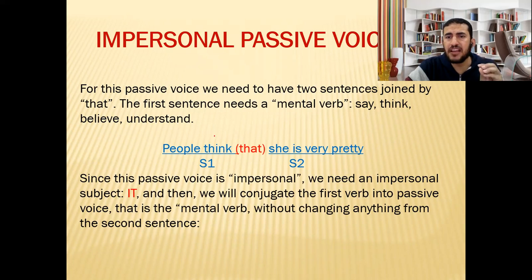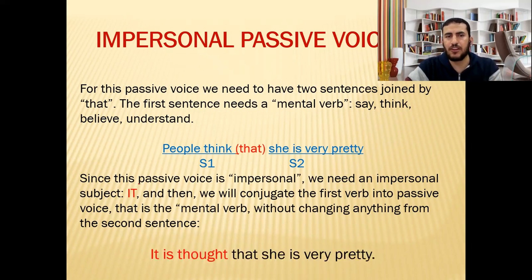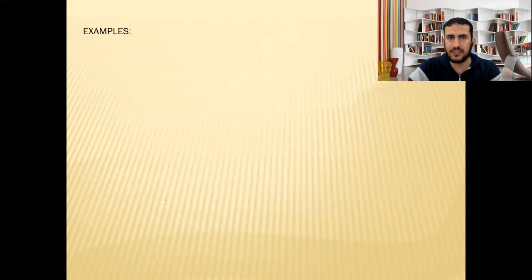We begin with the impersonal subject, it. It is. Why is? Because the sentence is in the present simple: people think that she is very pretty. So we say it is, and then we put the verb think in the past participle, thought. So it will be, it is thought that, then we complete the sentence. It is thought that she is very pretty. This is the impersonal passive voice. We delete people and put it as impersonal subject instead.